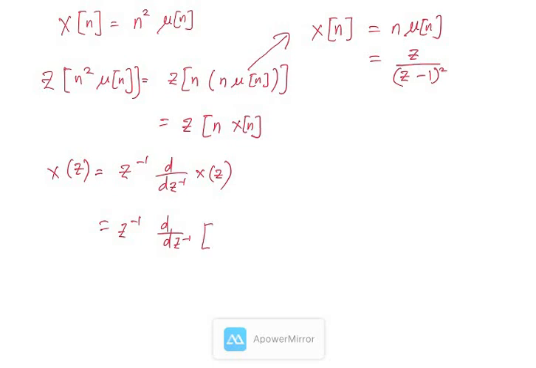So X(z) is referred to here. We can say that X(z) is z over (z minus 1) squared. Oops, I missed out the X(z) here. So x[n] is n u[n], then X(z) is z over (z minus 1) squared. So I substitute the X(z) here with z over (z minus 1) squared, and you differentiate.